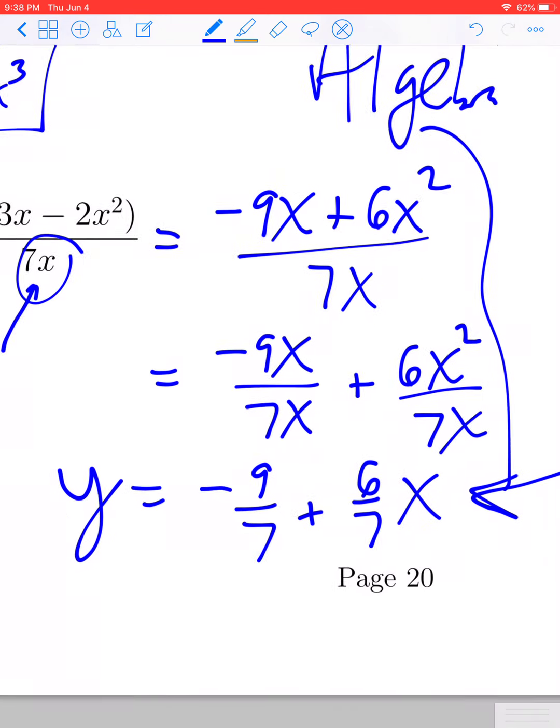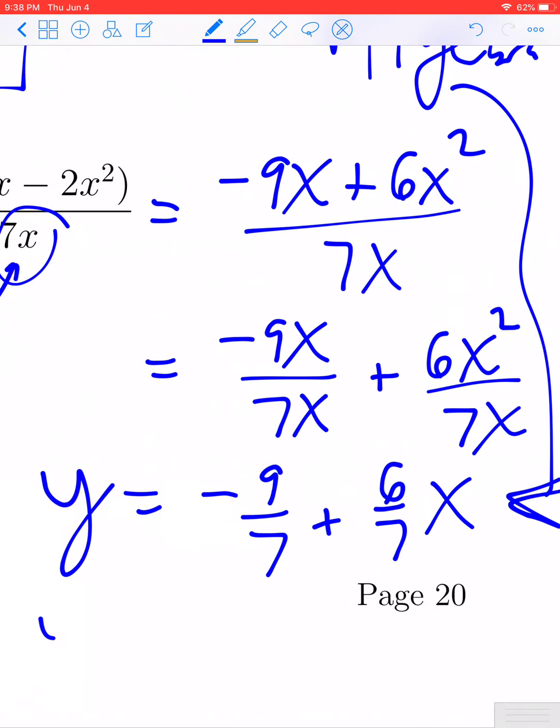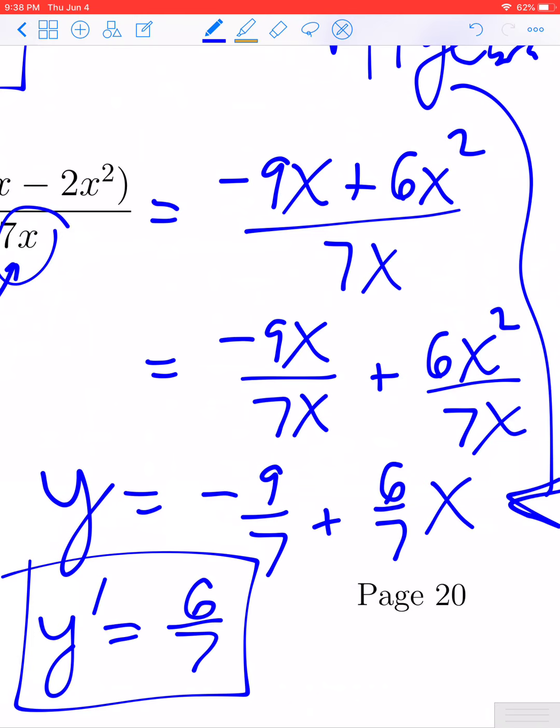We still need to find the derivative, and now this is the calculus step, when we actually apply our derivative rules. The derivative of negative 9/7, that's a constant, so that's 0. And then the derivative of 6/7 x is simply going to be 6/7. Okay. So only at the very end, once we were able to rewrite it and put it into a convenient expression, did we actually go ahead and apply our derivative rules, which is the calculus-based step of the problem.